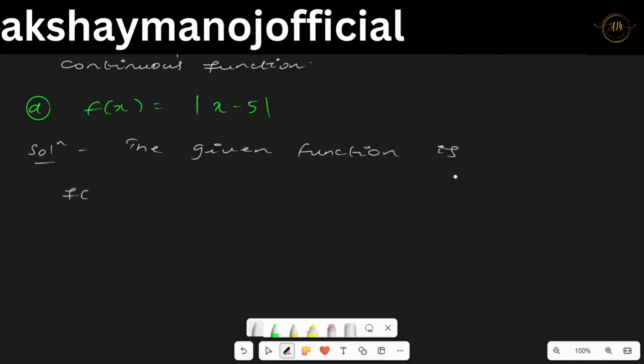f(x) here is mod of x minus 5. So it has two different branch values. One is 5 minus x and one more is x minus 5. Why 5 minus x? If x is less than 5, then it is 5 minus x. If x is greater than 5, or rather if it is equal to 5 also, it is x minus 5 itself.